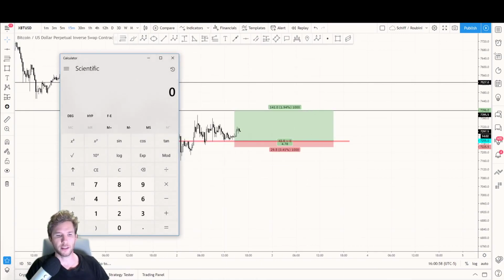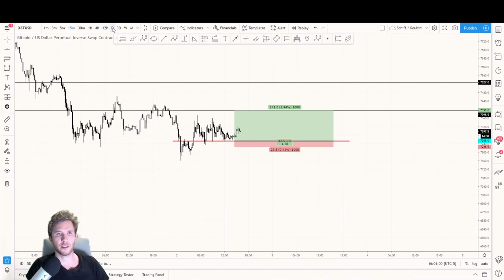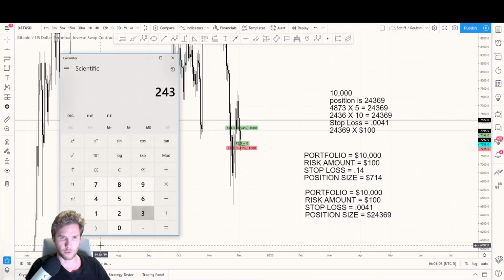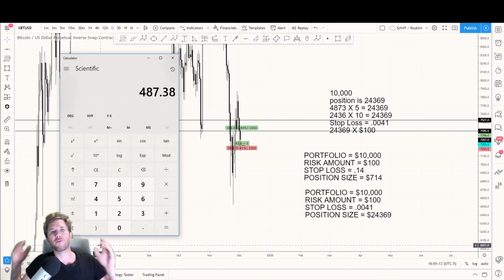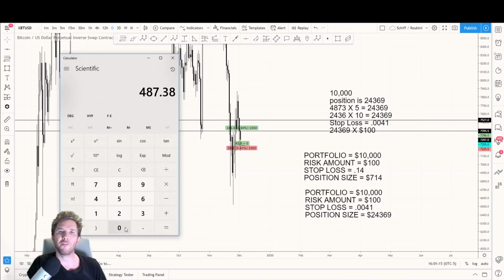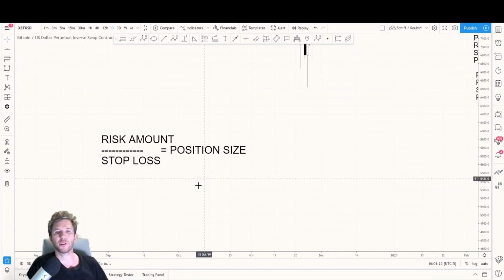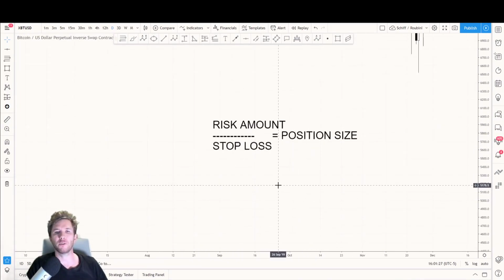If we hit that, let's look at the daily. If we hit our target, 24,369 times 0.02, then you'll make $487 on this trade if you hit that 2% win. So you're going to risk 100, you're going to make 487. It's a 4.8 risk reward on that trade. And that is how we manage our risk. That's the secret formula, guys. Risk amount divided by stop loss equals position size.